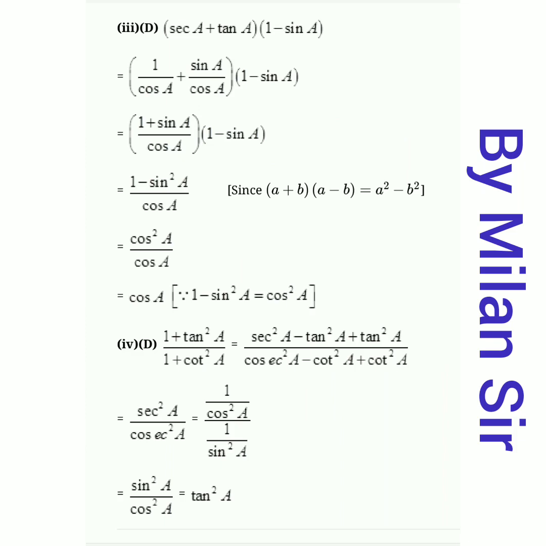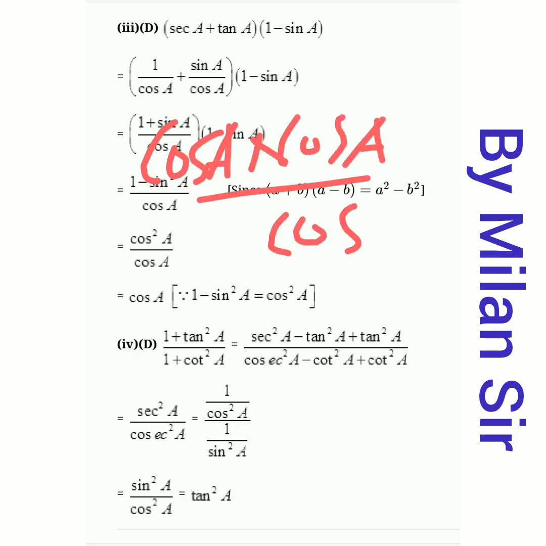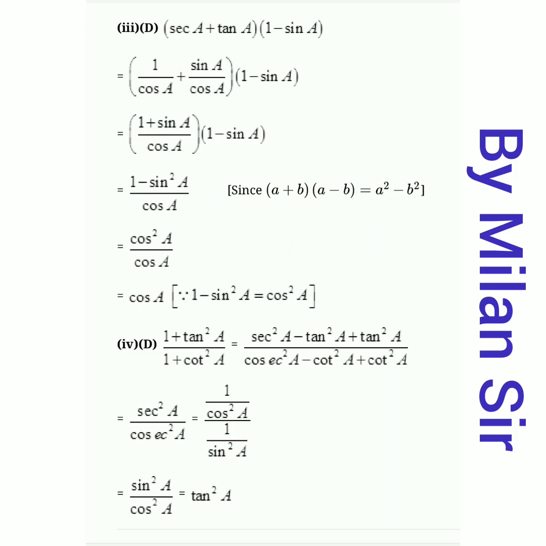So I have written here cos square A divided by cos A. Now cos square A means 2 times, cos A into cos A, divided by cos A. So one cos A cut and we get the answer as cos A. Otherwise we can directly cut this exponent with this denominator. Right? So the answer is cos A, option D. Question number 4.